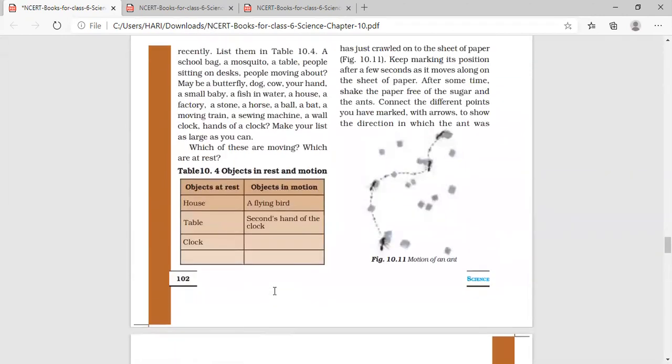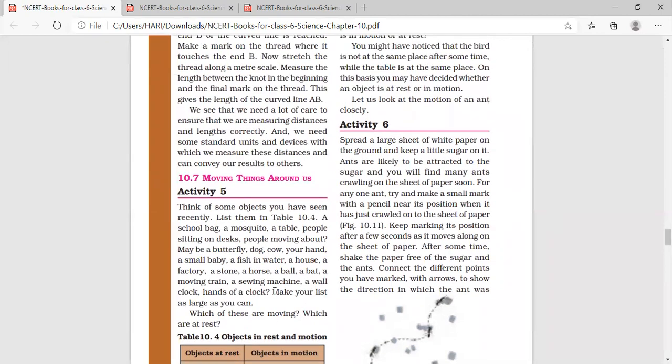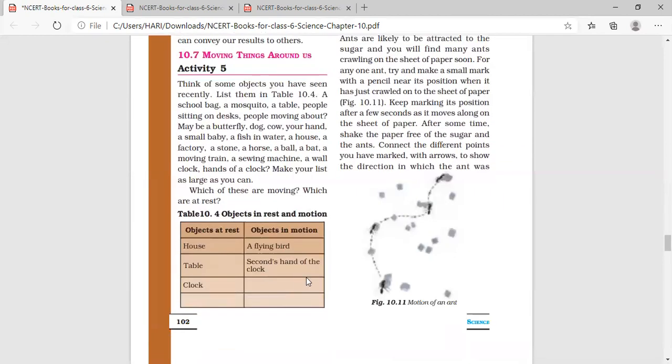Okay, very interesting activity. Take a white paper and spread some sugar on it. When we spread the sugar, what happens? If any ant is in the nearby places, it will be crawling onto the paper to eat the sugar. Now you select any one ant, not all the ants, any one ant, and mark the position of the ant where it is. Now after some seconds, after 15 seconds, again see where the ant is. The ant will not be in the first position.